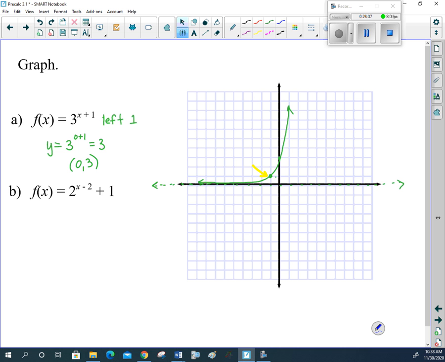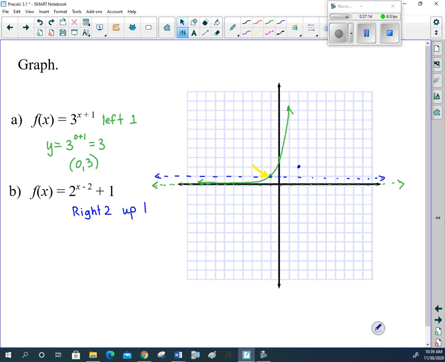If I were just going to describe what's happening, it looks like I'm going right 2 and up 1. Normally my asymptote is the x-axis, y equals 0. If I take that and move it up 1, this is now my asymptote right here. This key point that is normally at 0, 1 is going to move right 2 and up 1. There it is right there.